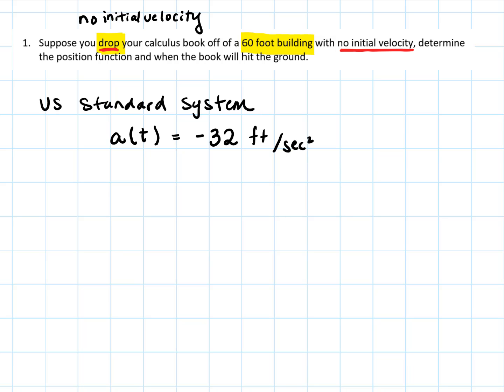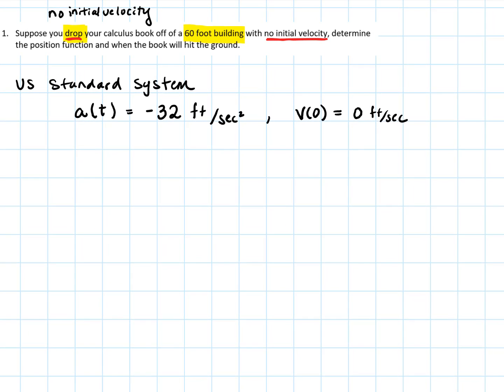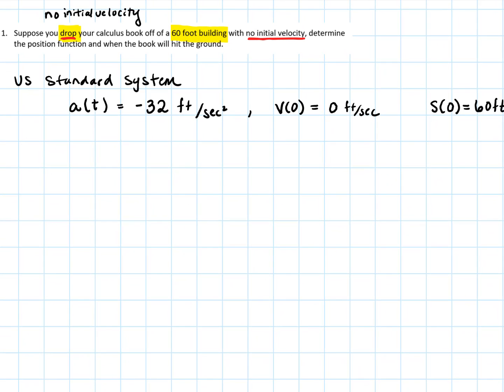We are also told that there is no initial velocity. So that means that v of 0, that's velocity at time 0, is equal to 0. We could put units on it, that's in feet per second. We are also told, sort of in the context, that the position s of 0 at the initial time is 60 feet. Okay? So we have acceleration, initial velocity, and initial position.